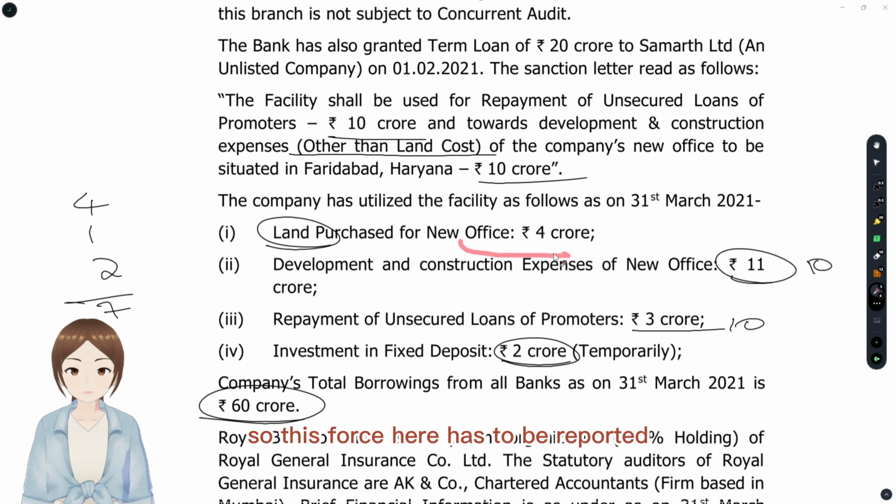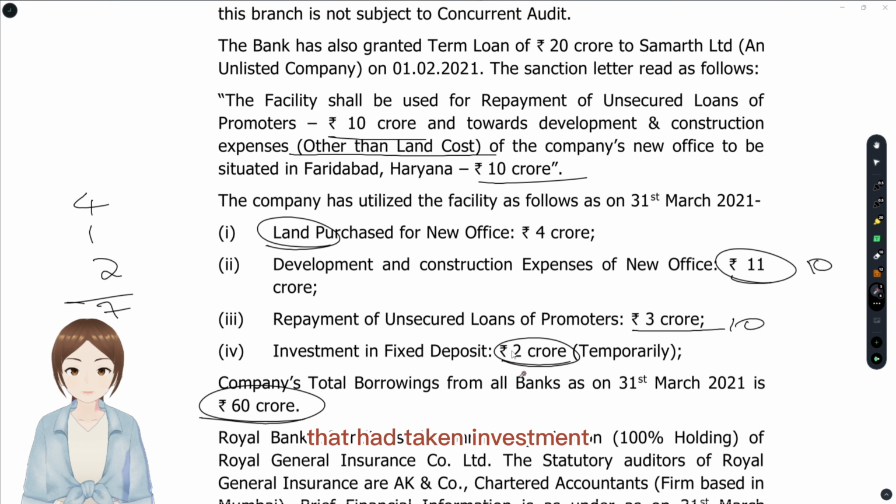So this 4 CR has to be reported. In the development of construction expenditure, they had taken only 10 CR for that, but they have expended 11 CR. So 1 CR, that is 11 minus 10, has to be reported. And repayment of unsecured loan to promoters, 3 CR, is within the limit of 10 CR that was taken.